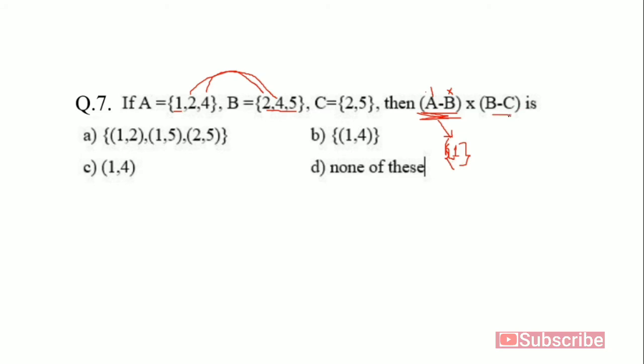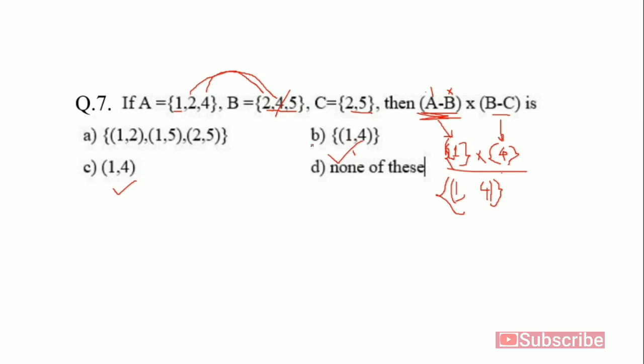Then B minus C, here all those elements which are in B but not in C. So 2, 5 is to be rejected. So I think 4 is our required answer, isn't it? Here B minus C will give the set 4, right? And then their cross product. Let us find their cross product: 1, 4. So this one or this one.